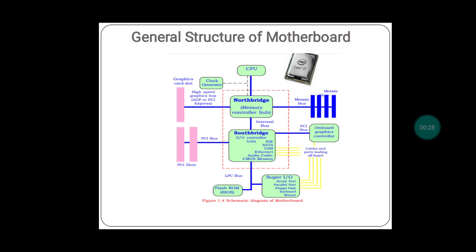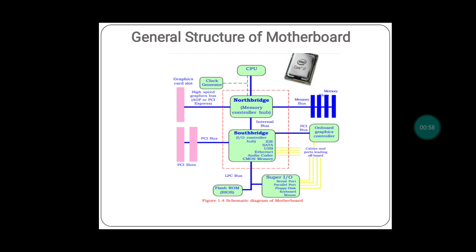In this session, let us study what is the general structure of a motherboard. Now see the diagram carefully. You can see here two bridges. One is a north bridge and another is south bridge. North bridge is also called north chipset. South bridge is also called south chipset. These are the two chips which are mounted on the core logic of the motherboard. Now we will see the functionality of these two.